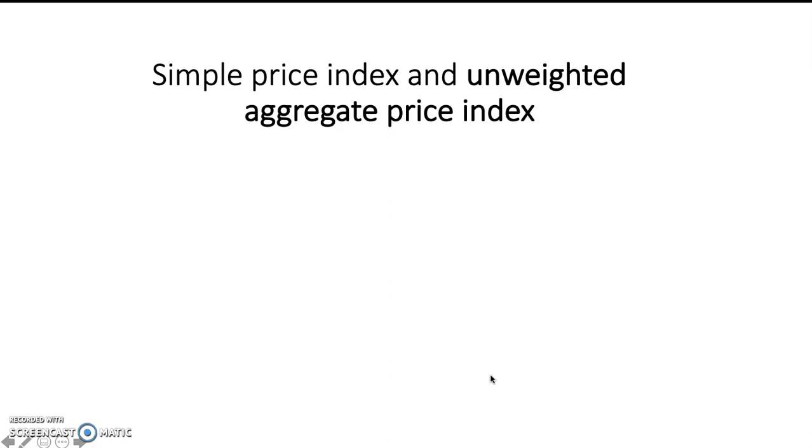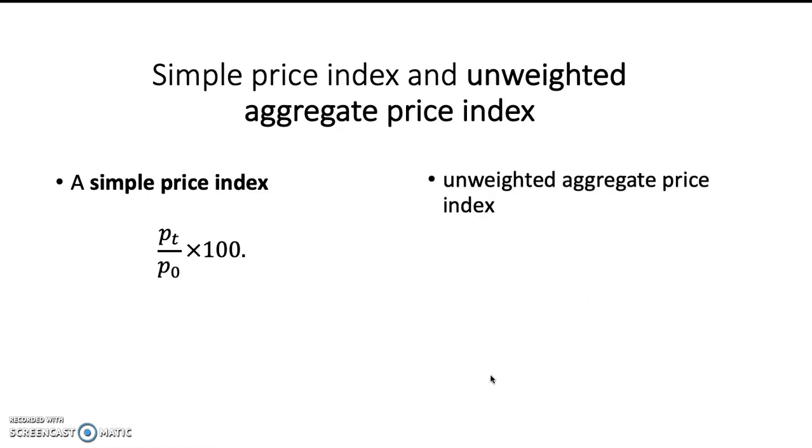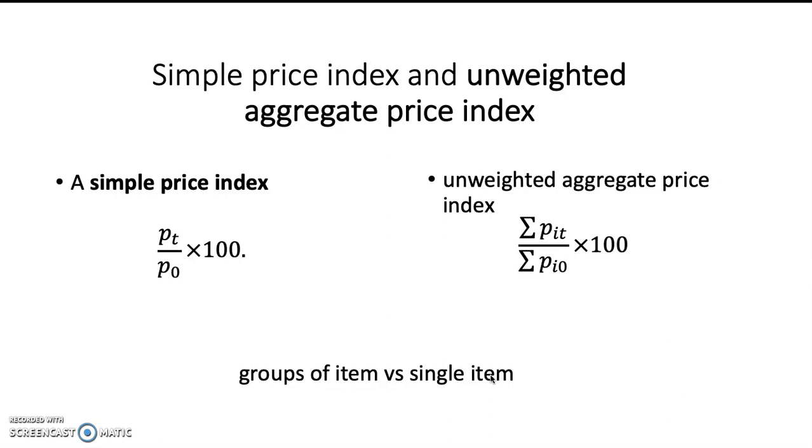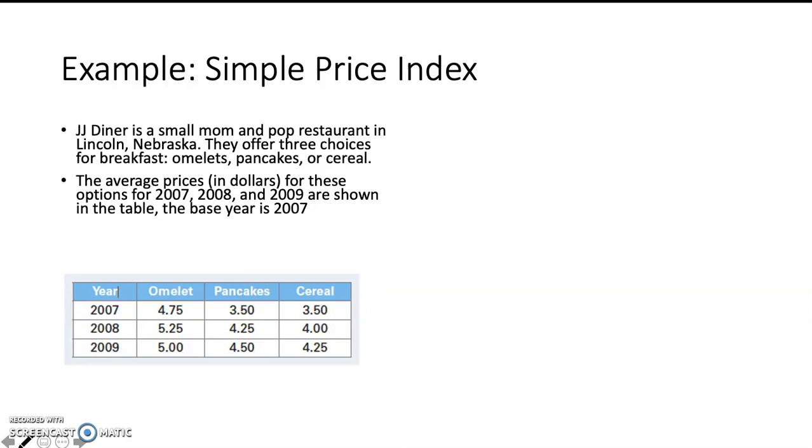Simple price index is used to calculate a single commodity price index. So the formula is the price of a commodity in the current year divided by the price at the base year. Aggregate price index is used to calculate a commodity by group. So the formula is the sum of the price of each commodity in the current year divided by the sum of the price of each commodity in the base year. The main difference between simple price index and aggregate price index is that simple is for a single commodity, while aggregate is for groups of commodities. Let's try to see the example in calculating the simple price index and unweighted aggregate price index.